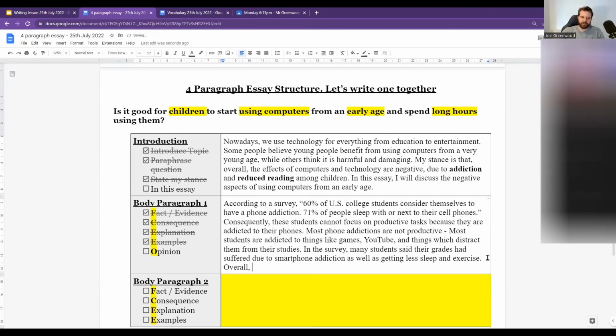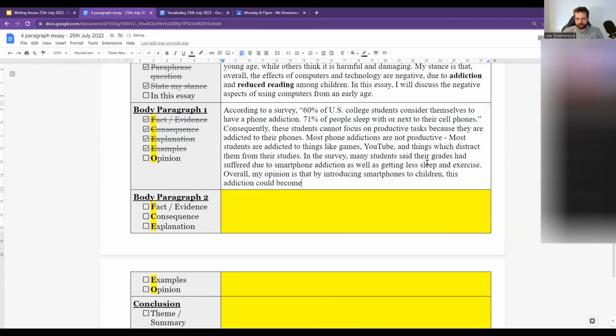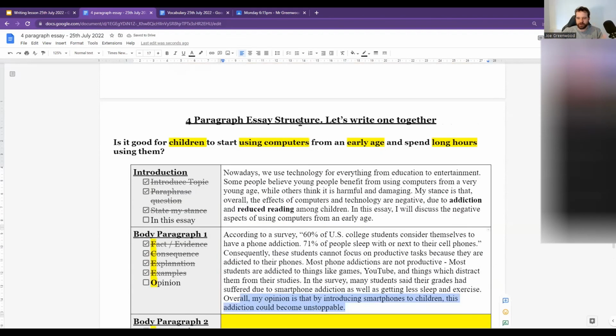Overall, now I want to go for the opinion. My opinion is what from this? Overall, my opinion is that by introducing smartphones to children, this addiction at a young age could become unstoppable. Now, why did I suddenly mention children and young age? Because I realized I need to make sure that I'm answering the question.